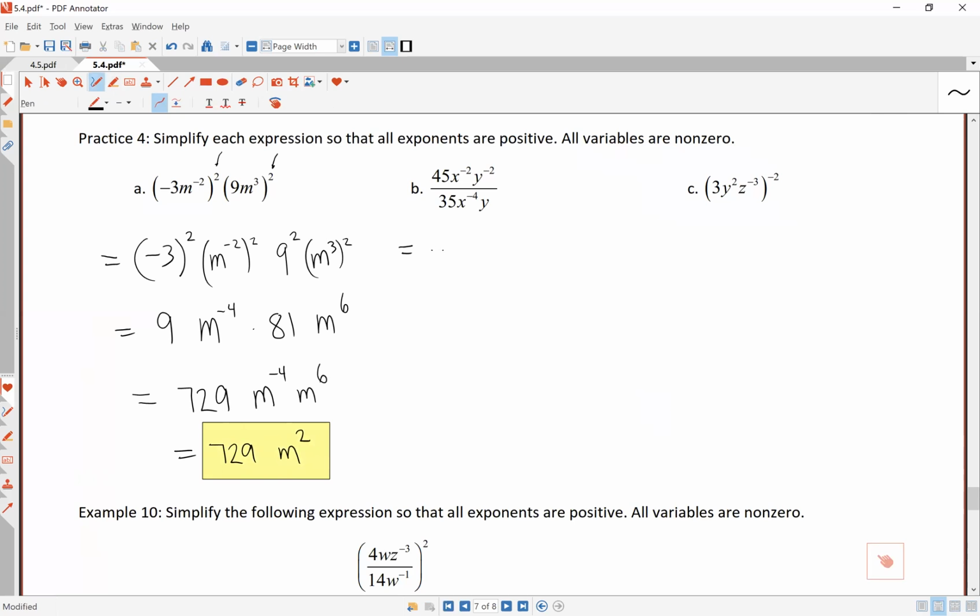Letter B. 5 goes into 45, 9, and 5 goes into 35, 7. Now I move my negative exponents, keeping the positive ones right where they are. X to the negative 2 goes down in the denominator as an x squared. Y to the negative 2 goes down in the denominator as y squared. X to the negative 4 goes in the top as x to the 4th.